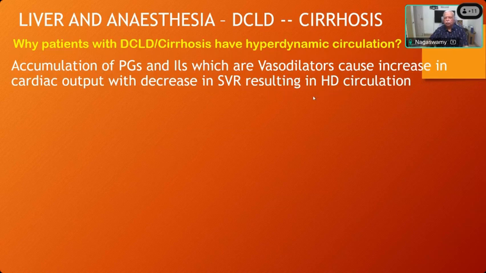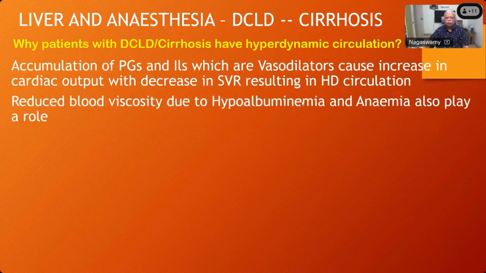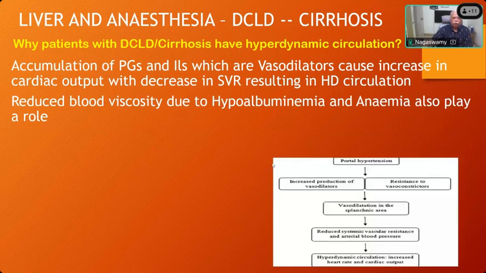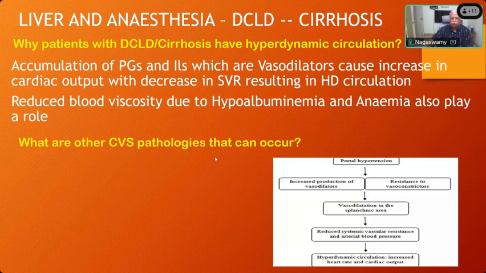So it has nothing to do with the bile salts, which normally act on the SA node to cause the bradycardia. It is the prostaglandins and interleukins, which are vasodilators, which cause an increase in cardiac output and decrease in SVR, resulting in hyperdynamic circulation. And there is reduced blood viscosity due to hypoalbuminemia and anemia, which also plays a role. So increased production of vasodilators and resistance to vasoconstrictors result in vasodilatation in the splanchnic area, reduced systemic vascular resistance and arterial blood pressure, and hyperdynamic circulation to compensate for this.